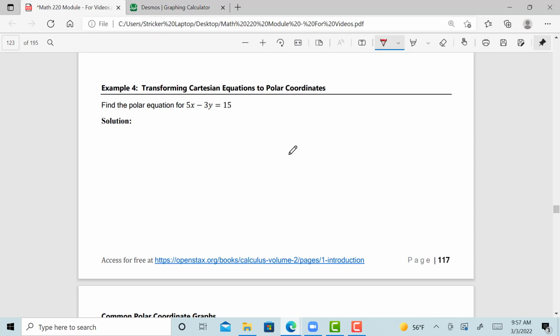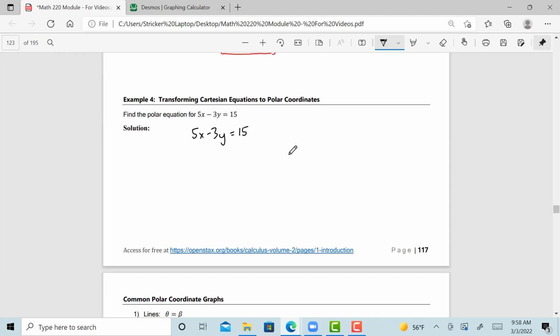Example 4 says find the polar equation for 5x minus 3y equals 15. Well, again, we're going to use those formulas that were in the theorem on the first page of this section. So if we take our equation, 5x minus 3y equals 15, we can use the fact that x is equal to r cosine of theta, and that y is equal to r sine of theta. That should be equal to 15.